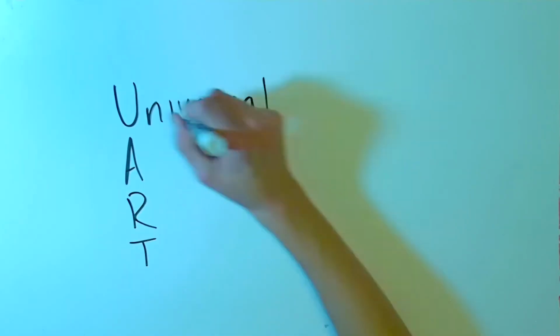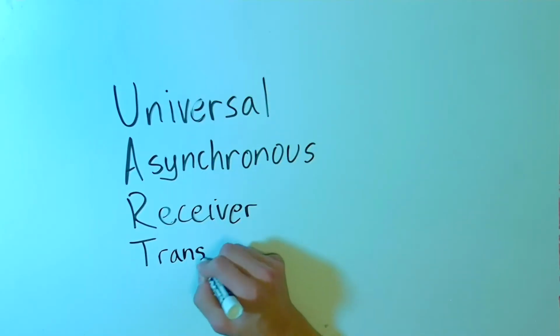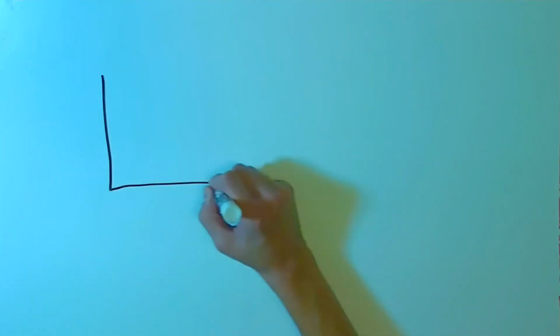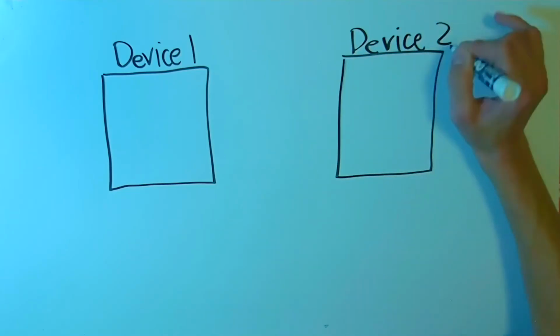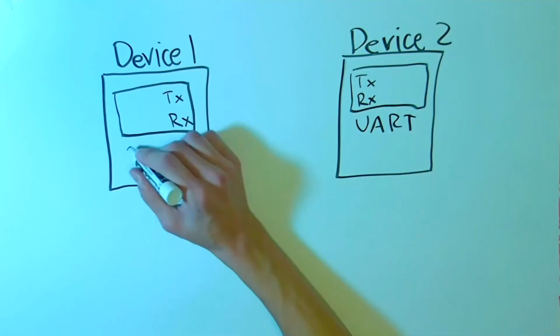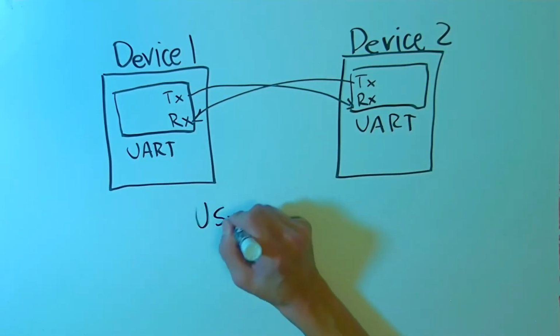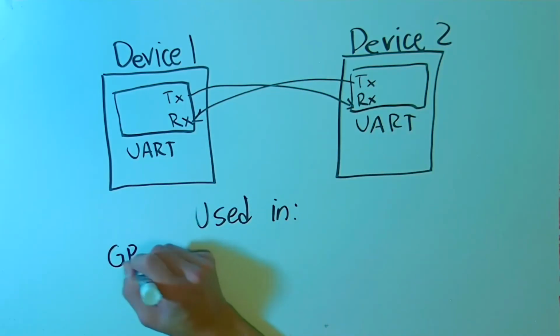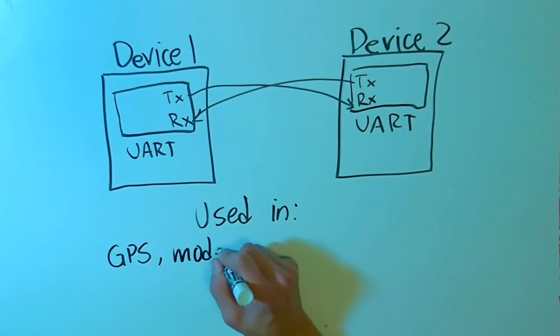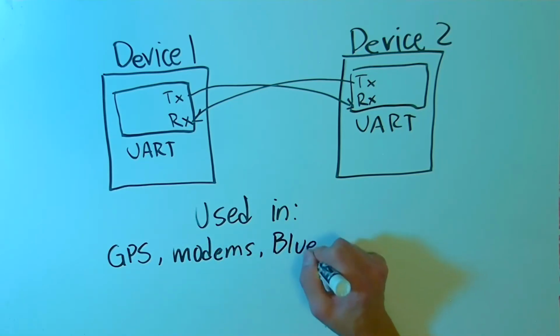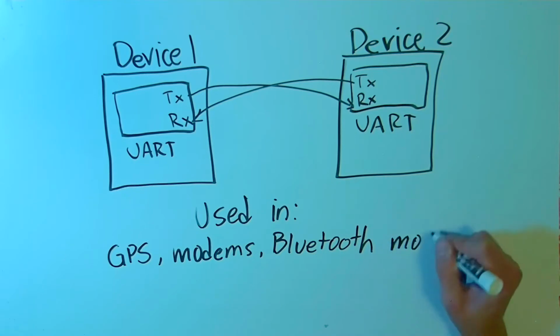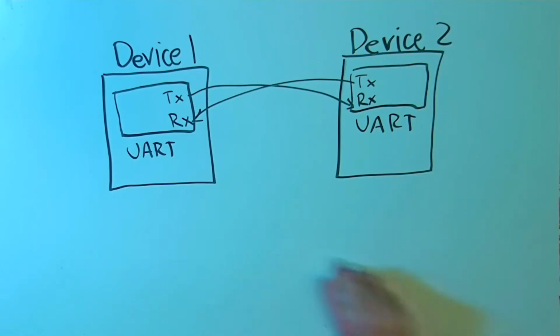UART stands for Universal Asynchronous Receiver Transmitter. Simply put, a UART device is a piece of hardware that performs data transmission between a CPU and peripheral devices. These devices are commonly used in microcontrollers and can be implemented in devices such as GPS units, modems, wireless communication, Bluetooth modules, and many more.